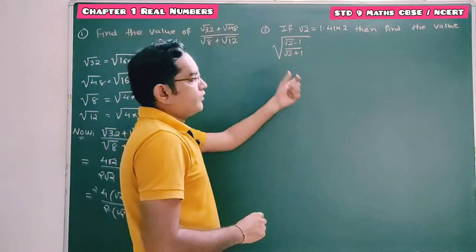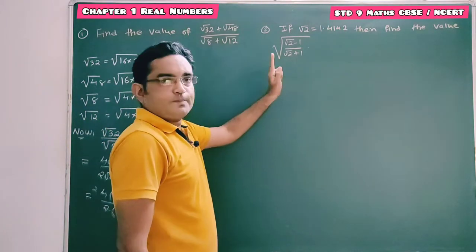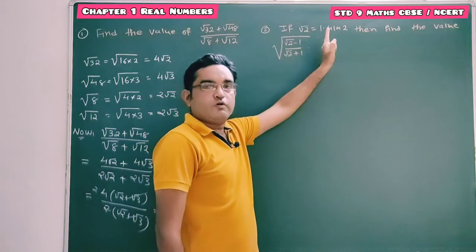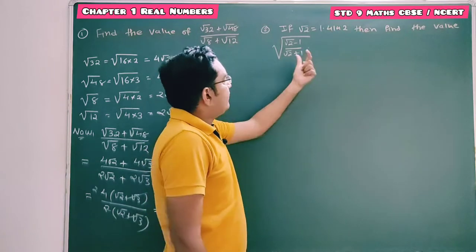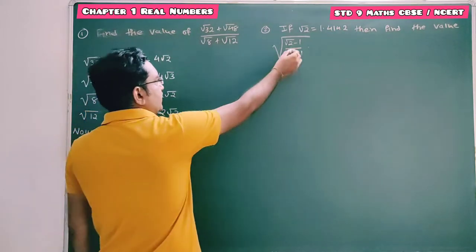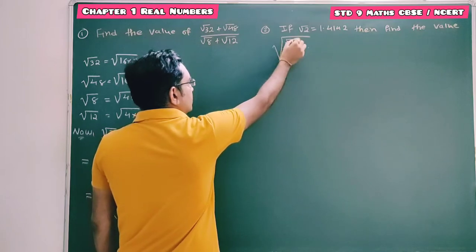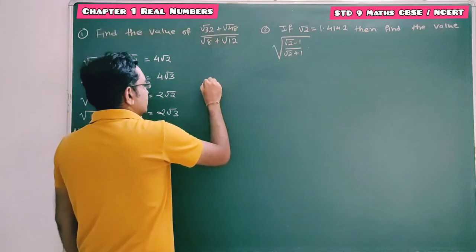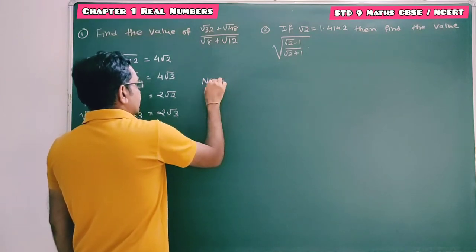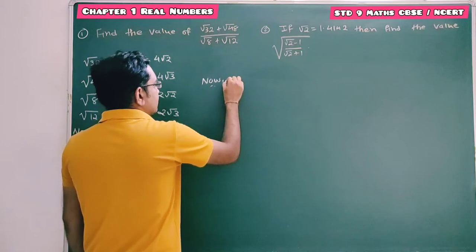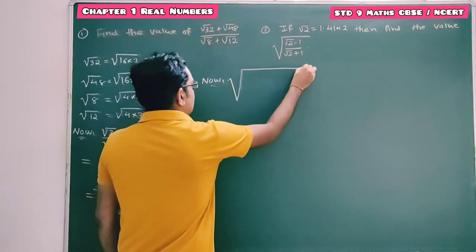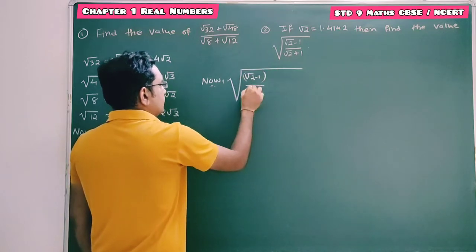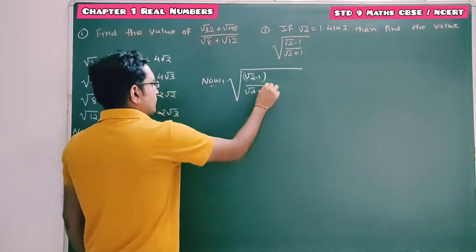Now read question number 2. Here we are given that if the value of root 2 is 1.4142, then find the value of this expression. The given expression is the square root of (root 2 minus 1) upon (root 2 plus 1). So see how we will find it. So here we will start with the given expression. The given expression is the square root of (root 2 minus 1) upon (root 2 plus 1).